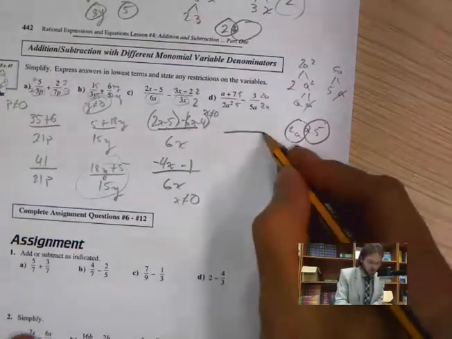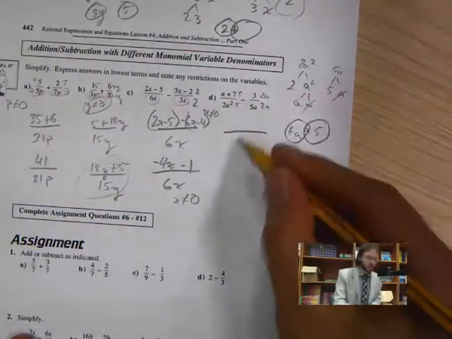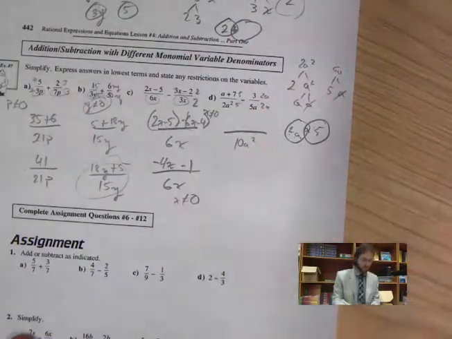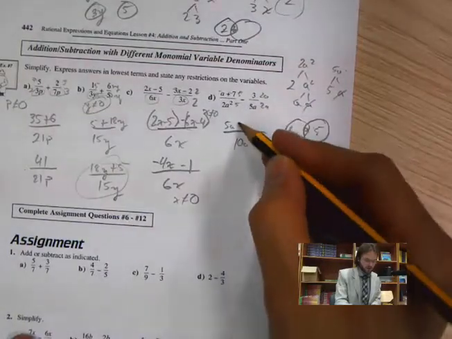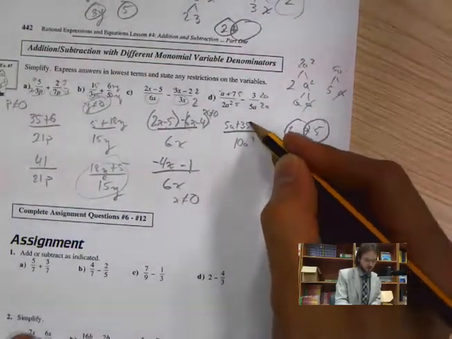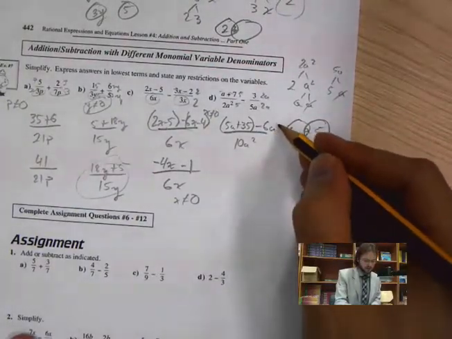Okay? So what's going to be the bottom is I'll multiply these together. I get 2 times 5 is 10a squared. Okay? 5 times a is 5a. 5 times 7 is 35. And now we have to subtract 2a times 3 is 6a.